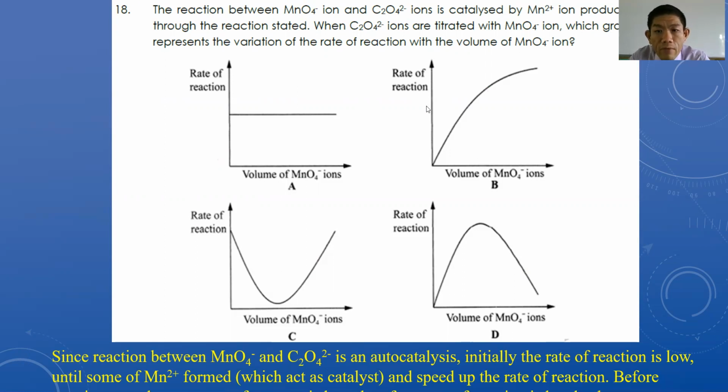So initially, when you have little concentration of the Mn2 plus, rate of reaction is low. Okay, so as the amount of Mn2 plus produced is greater, then your rate of reaction becomes higher until when the reaction is almost ended, the concentration of the reactant decreased. So that is why the rate slowly decreased back. So this description best fits number D. Okay, so this is what happens when you have autocatalysis reactions. So that is for number 18.